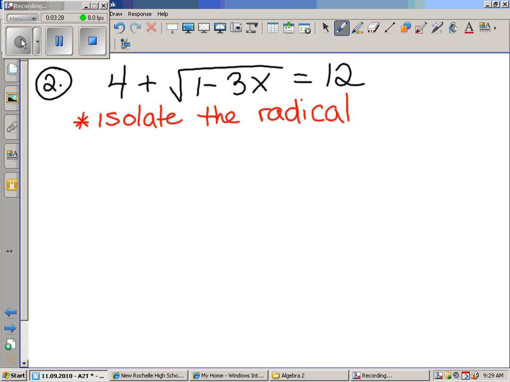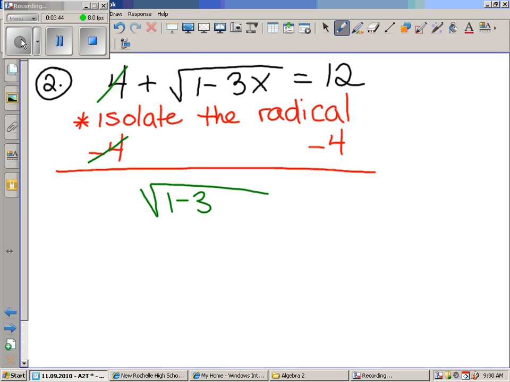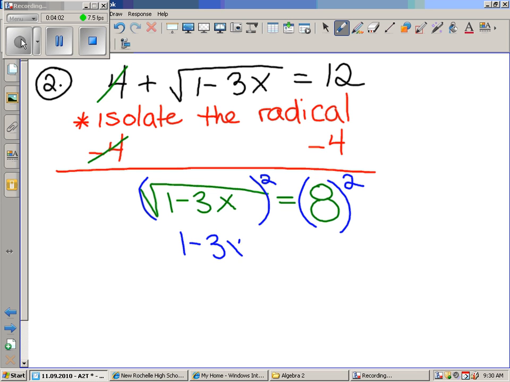How would you isolate the radical? Subtract the 4. And I'm going to do it in a little weird way because I don't feel like writing the problem over. So we're going to subtract 4 from both sides. This and this cancel away. We get square root of 1 minus 3x equals 8. And now it's just like the other problem, right? What do we do? Square it up. Piece of cake. So we're going to square up both sides. 1 minus 3x equals 64.